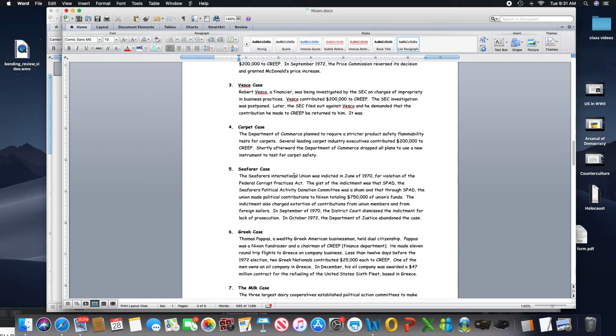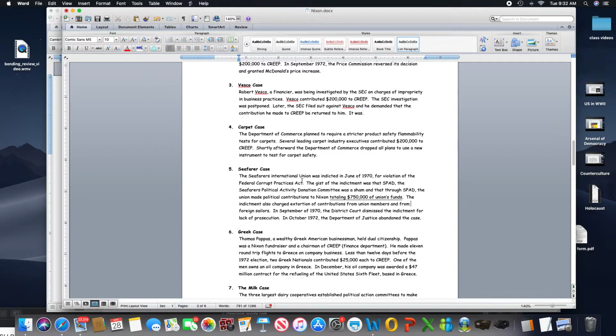The Seafarer case. The Seafarers International Union was indicted in June of 1970 for a violation of a federal law. The gist of the indictment was that SPAD, the Seafarers Political Activity Donation Committee, was a sham, and that through SPAD, the union made political contributions to Nixon totaling $750,000 of union funds. The indictment also charged extortion of contributions from union members and from foreign sailors. So they were roughing up their union members in order to give money to Nixon. In September of 1970, the district court dismissed the indictment for lack of prosecution. So let's explain what that means.